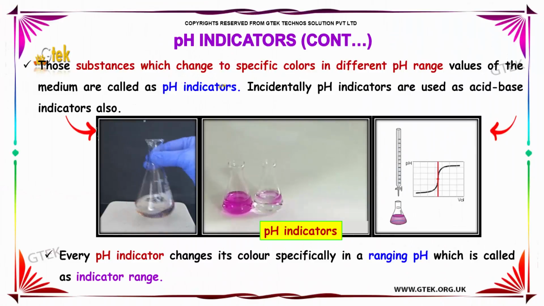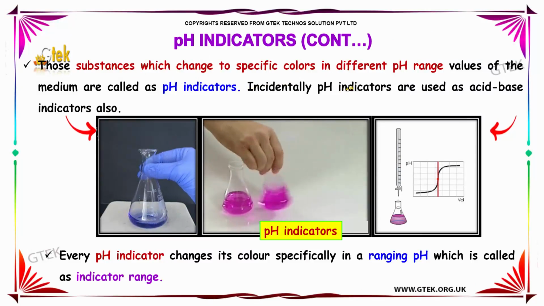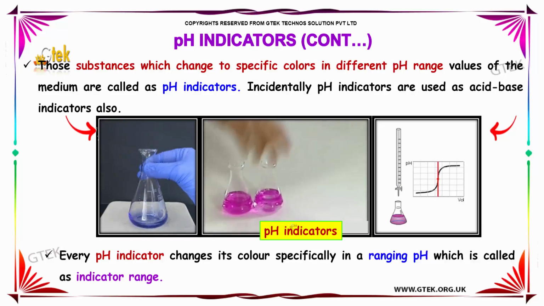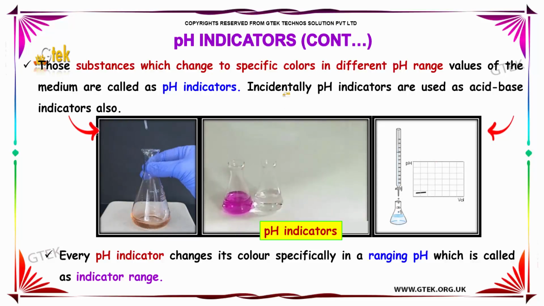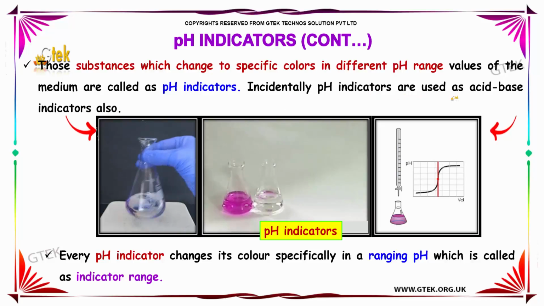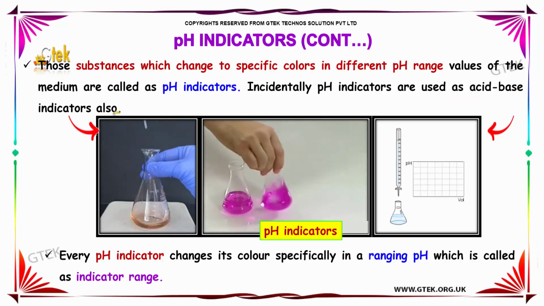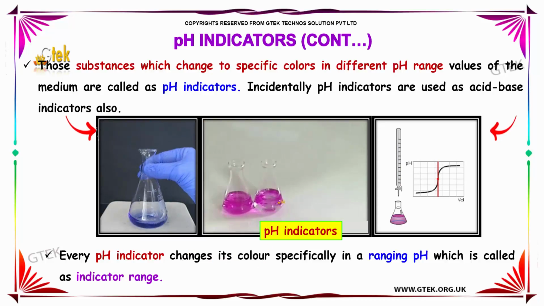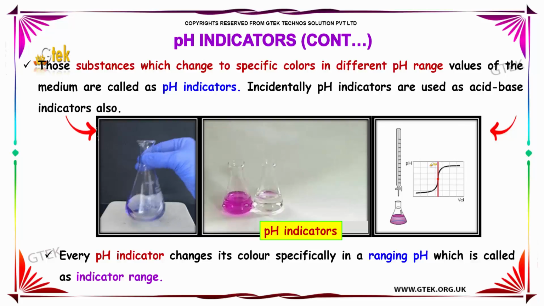Those substances which change to specific colors in different pH range values of the medium are called pH indicators. Incidentally, pH indicators are used as acid-base indicators also. Every pH indicator changes its color specifically in a range of pH which is called the indicator range.